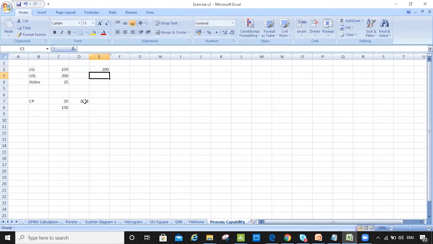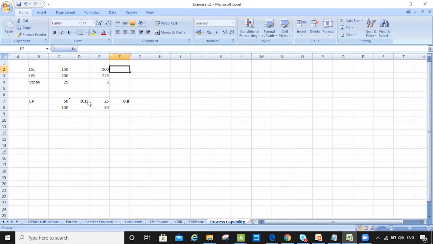Here it is 200, 225, and standard deviation is 5. USL minus LSL, 225 minus 200 would be 25, and 6 standard deviation, 5 into 6, is 30. So 25 divided by 30, you can see it's 0.83. This is also good, but not as good as 1. It is pretty near to 1, but not 1. Okay, let's take another example here.